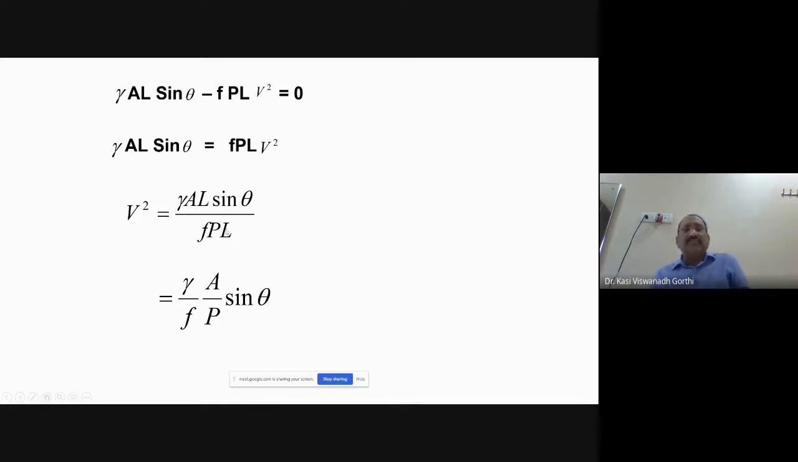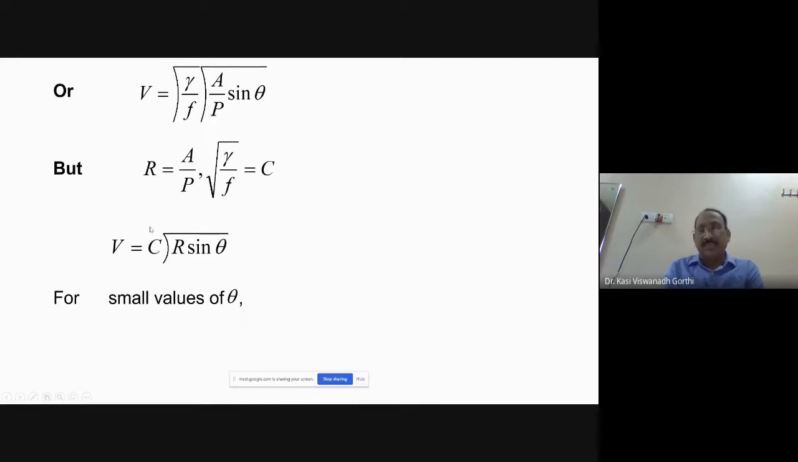Can you cancel any of the terms here? Let us see. Gamma A L sin theta by F P L. Gamma by F, take as one part. Then A by P. We know A is the wetted area, P is the wetted perimeter. A by P is the hydraulic radius. So gamma by F, A by P, L gets cancelled both in numerator and denominator, sin theta. Okay, so the V square, the mean velocity square here.